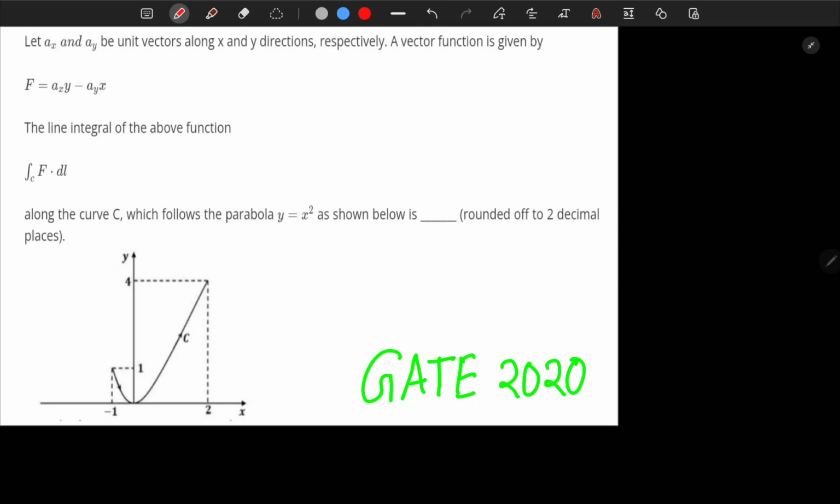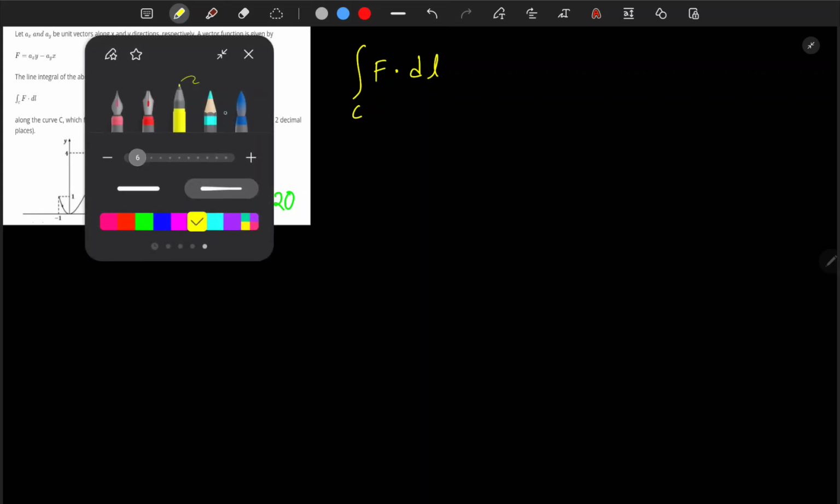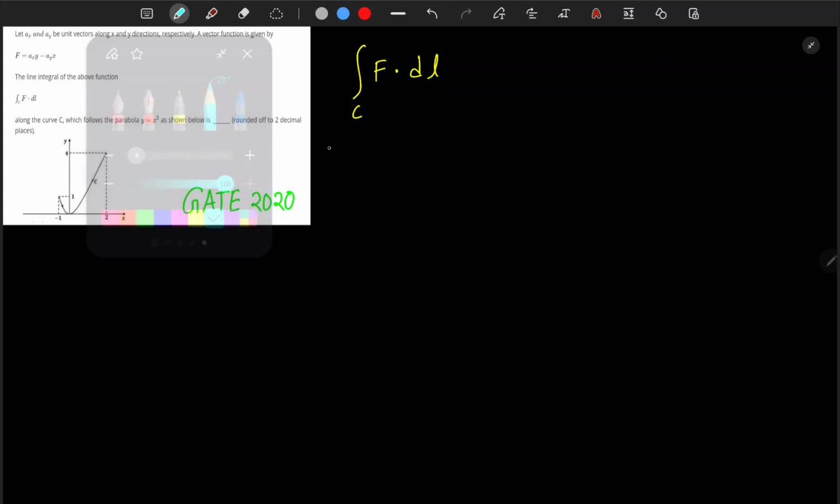Okay, let's see how we can proceed to solve this question. What we are asked to find is the integration of F dot dl along contour C. Now let's understand each and every point of this given integration.